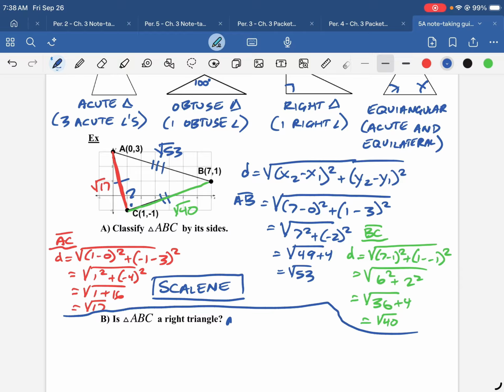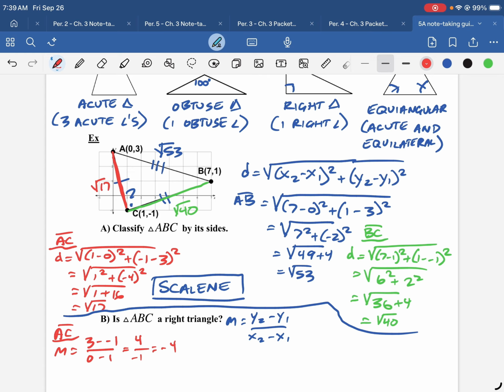My slope formula is going to look like this. It's the difference of the y's over the difference of the x's, okay? So for the left side, for AC, let's find the slope there. I'm going to have, for my y's, 3 minus negative 1. And for my x's, 0 minus 1. Okay, so 3 minus negative 1, that's the same as 3 plus 1, it's 4. And on the bottom, I have negative 1. So my slope there came out to negative 4.